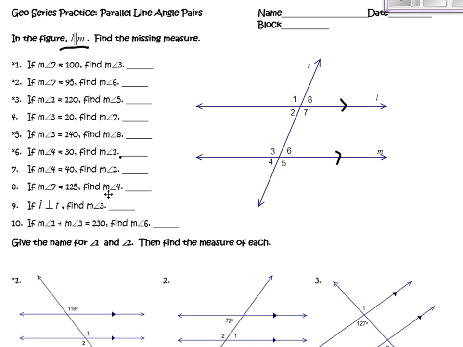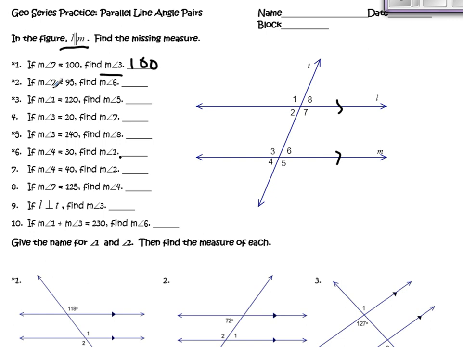So the first one says the measure of angle 7 is 100. To find the measure of angle 3, we have to identify what 7 and 3 are. 7 and 3 are inside the cusps of our Z, and 7 and 3 form alternate interior angles. And when parallel lines form alternate interior angles, then alternate interior angles are congruent. So 7 is 100 degrees, then angle 3 is 100 degrees as well.